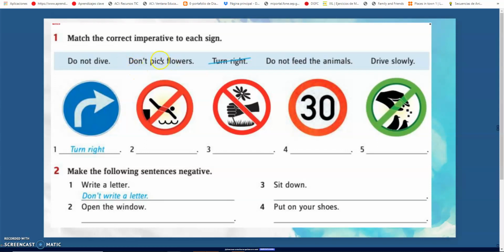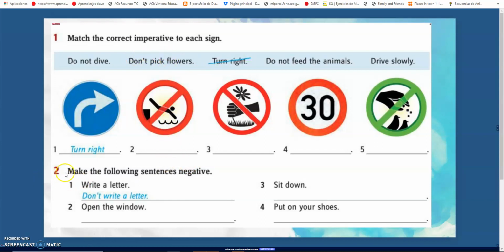The second, don't pick flowers or don't collect flowers. Number 3, turn right. This has already been done. Do you see? Turn right. Da vuelta a la derecha. Number 4, do not feed the animals. In other words, do not give food to animals. And the last one, drive slowly. So where would you write these sentences? Okay, so try to match the answers, the commands and the pictures.